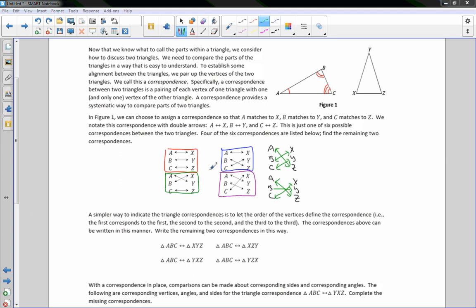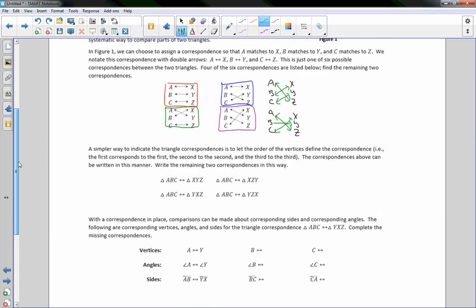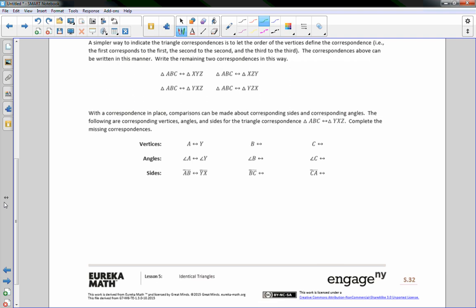Now this is a real confusing way to do this. So down below, we're going to go over it one more time, and it's a simpler way, as this says. A simpler way to indicate the triangle correspondences is to let the order of the vertices define the correspondence. For example, the first corresponds to the first, the second to the second, and the third to the third. Correspondences above can be written in this manner.